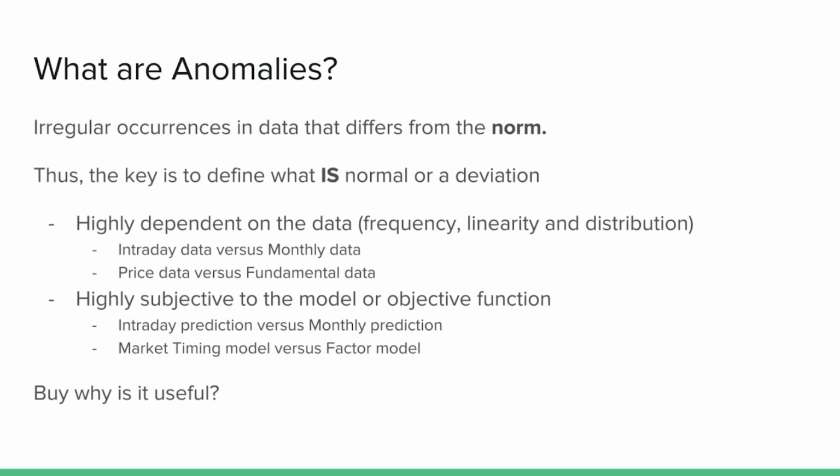There are really two categories I put this in. One, it's highly dependent on the data, particularly the frequency, linearity, distribution, and the type of data. As examples, we can look at intraday data versus monthly data. Intraday data usually has a much higher sample size, meaning we have more statistical significance when determining whether a point is an outlier or an anomaly. In monthly data, we don't have that benefit because there's less sampling data and it gives us less confidence.